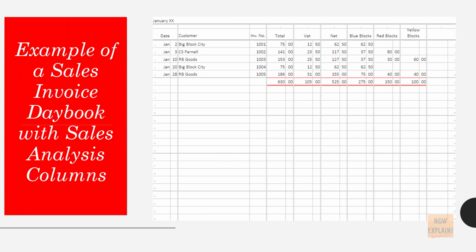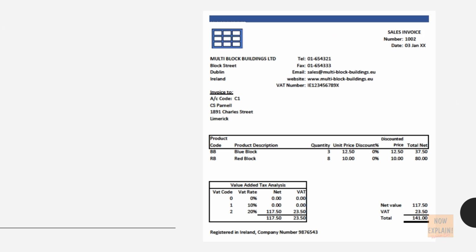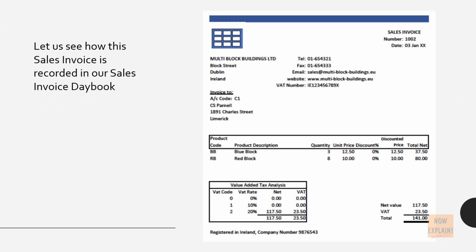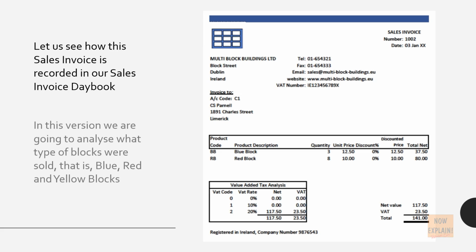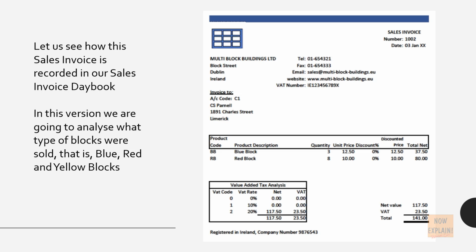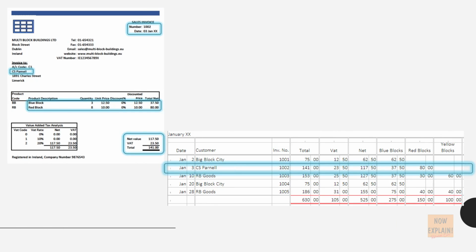So here we are inside an empty Sales Invoice Daybook. So here's an example of a Sales Invoice Daybook with sales analysis columns. Blue blocks, red blocks, yellow blocks. Let us see how this sales invoice is recorded in our Sales Invoice Daybook. In this version, we're going to analyze what type of blocks were sold. That is, blue, red and yellow blocks.